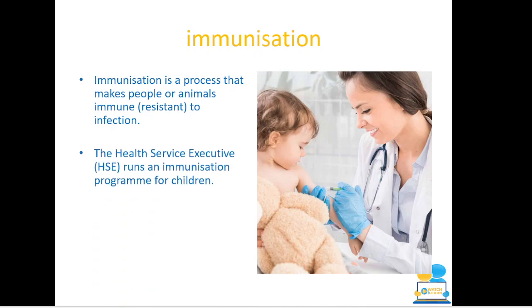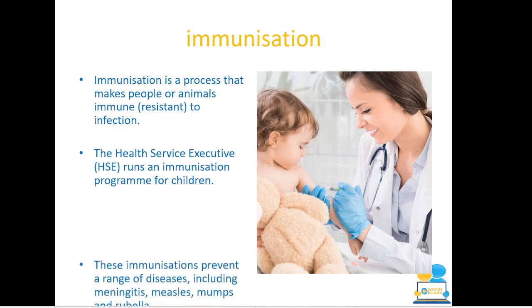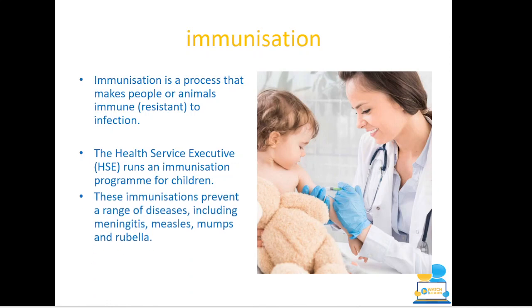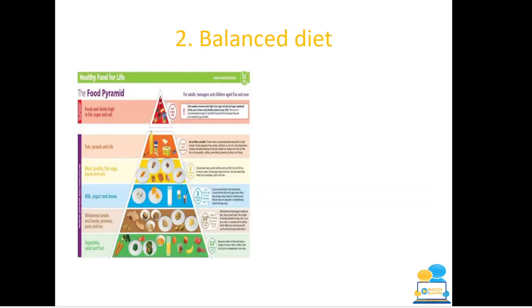So the HSE essentially gives you your vaccines. If you want to get more tropical vaccines, you have to pay for it. But all the other ones are free. So they provide a range of immunizations to prevent a range of diseases, including meningitis, measles, mumps, and rubella. So everyone has a little circle on the top of their shoulder. There's kind of an indent, and that's from your MMR vaccine. So measles, mumps, and rubella vaccine.